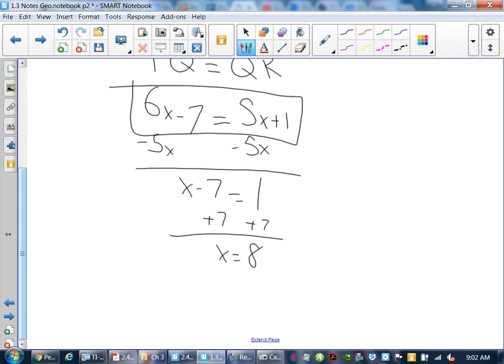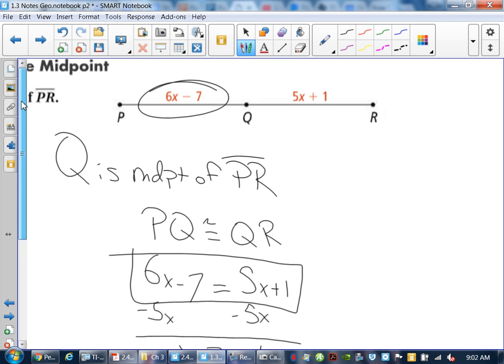Well, what do we do with that then? We take those values of x and we substitute back into here and here. Okay. And yeah, it's very similar. But what we did yesterday was just the segment addition part. Today is the midpoint, which means those two parts are going to be equal. So it's kind of the same thing, but just a little different.